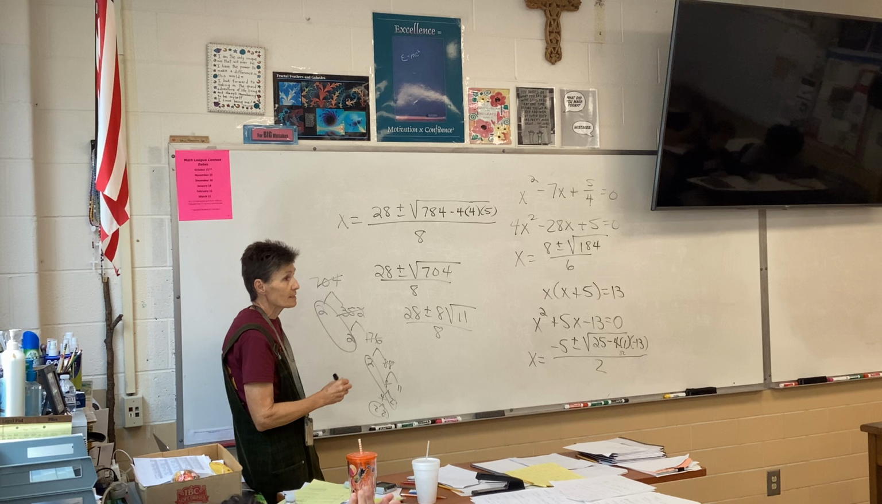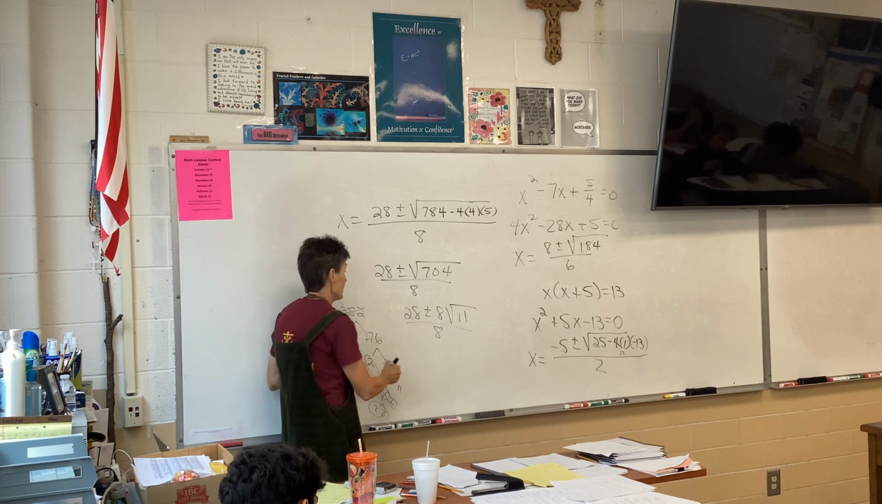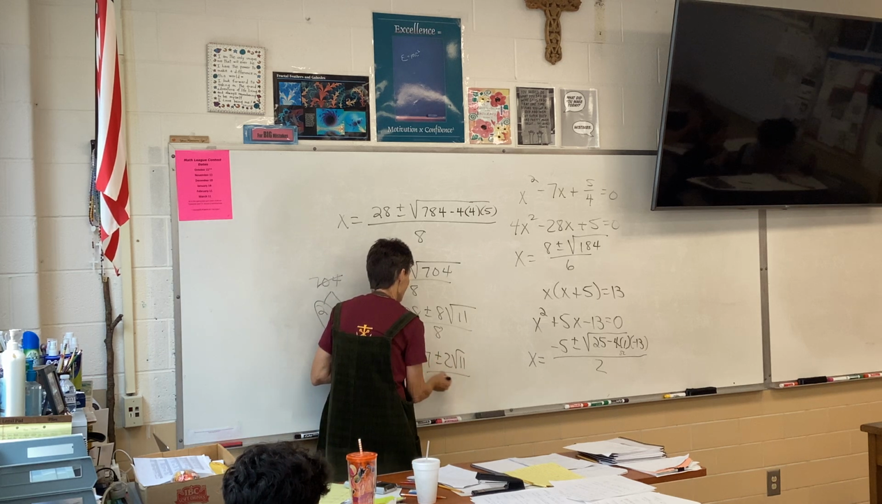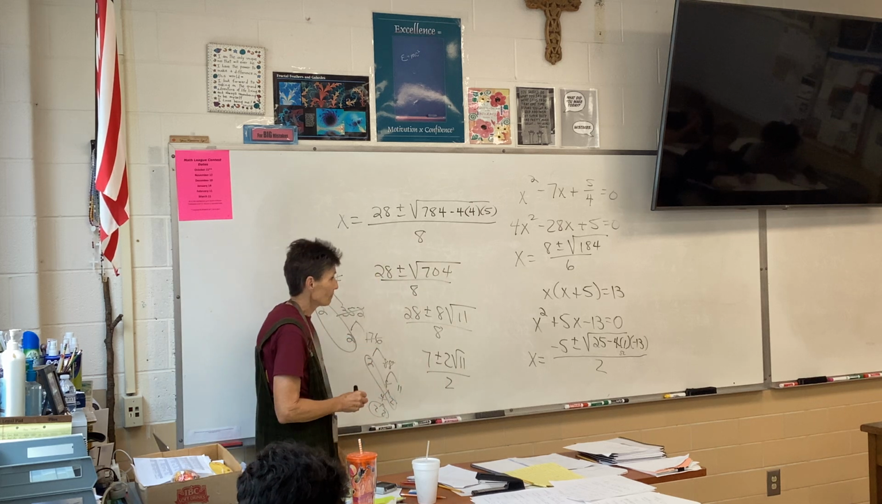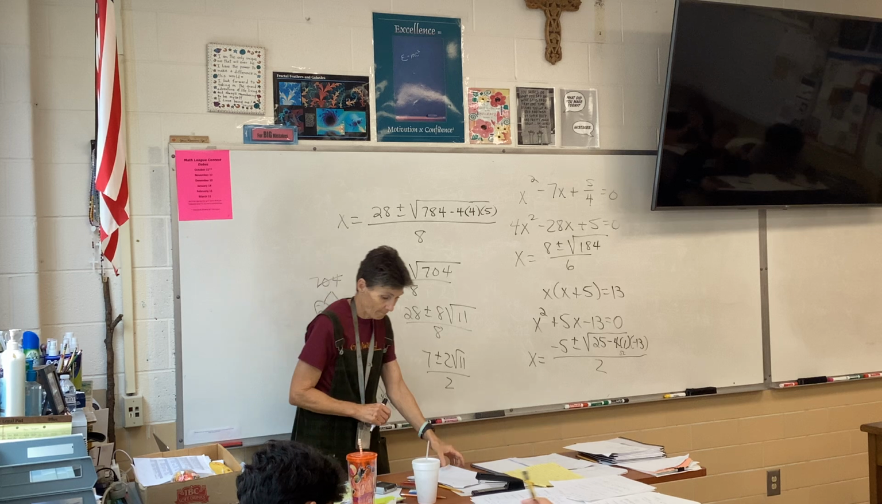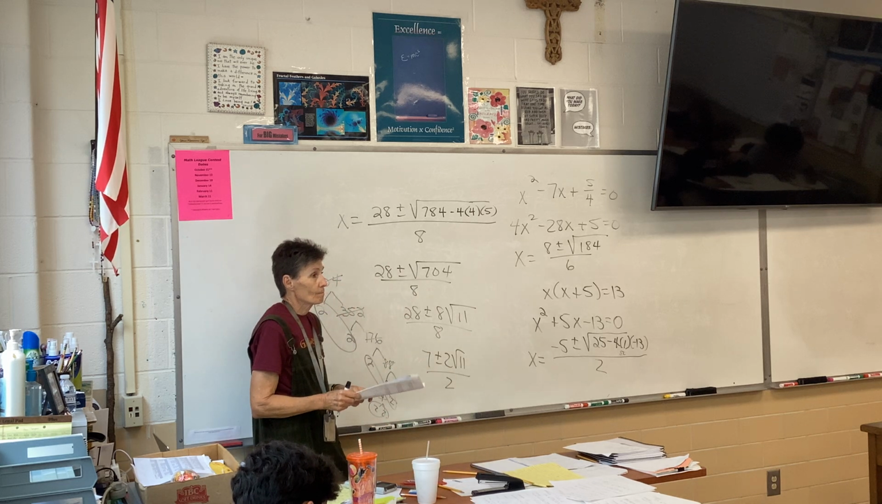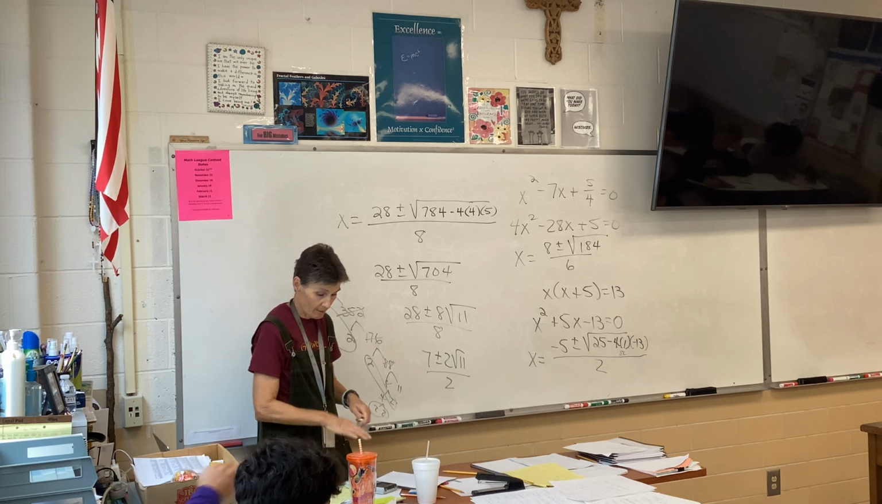I can reduce this, we're not done, Keller, we can reduce it, but only by 4. So 7 plus or minus 2 root 11 over 2. Is that what you got, Dana? Yes. Lot of arithmetic there.